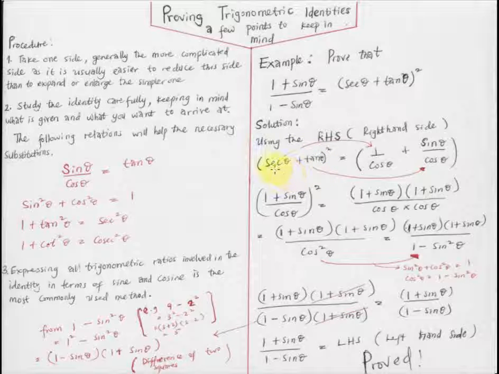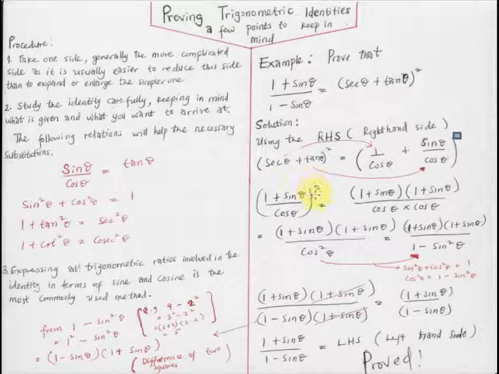Using the right hand side, sec theta plus tan theta. We said that sec theta is 1 over cos theta, so we can rewrite sec theta as 1 over cos theta, and we can rewrite tan theta as sine theta over cos theta. There's supposed to be a square here, but I missed that. If we add these two together, you see that they both have the same denominator, cos theta, so we can rewrite this as 1 plus sine theta all over cos theta, and then we have a square here, so I remember to put it here.